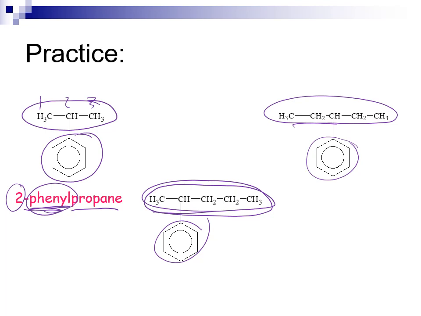For this one here, we have on the 2nd carbon, and 2, 3, 4, 5, so this is pentane, and on the 2nd carbon there's a benzene, so we'd call it 2-phenylpentane. And on this one here, 1, 2, 3, 4, 5, so it is also pentane, but it's on the 3rd one this time, so it would be 3-phenylpentane.